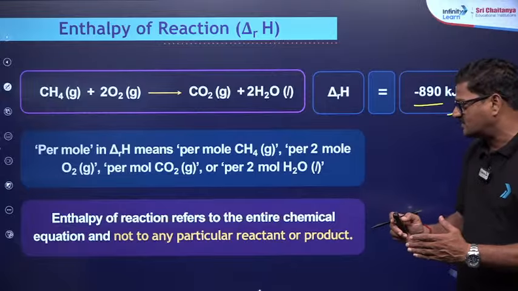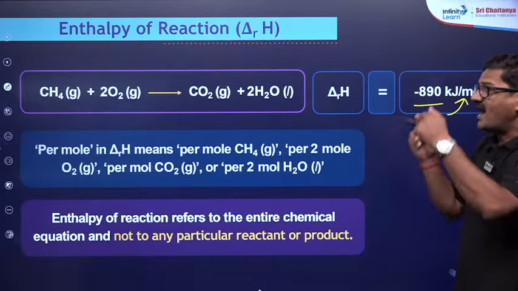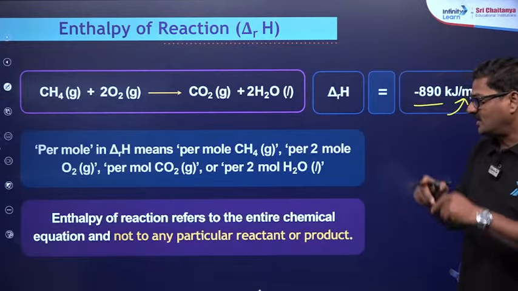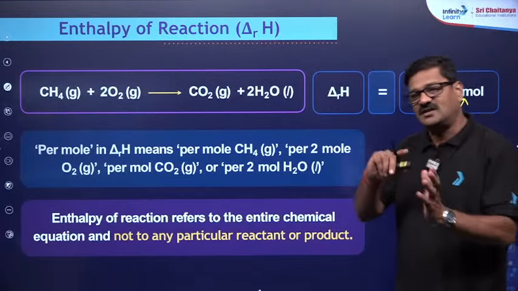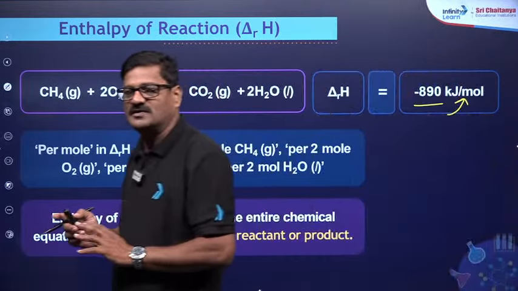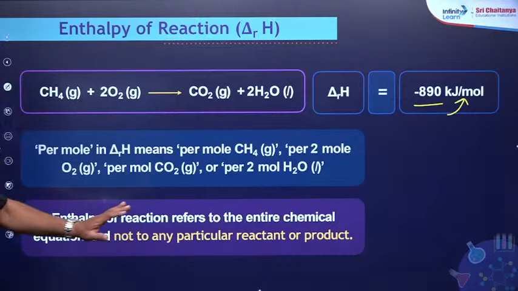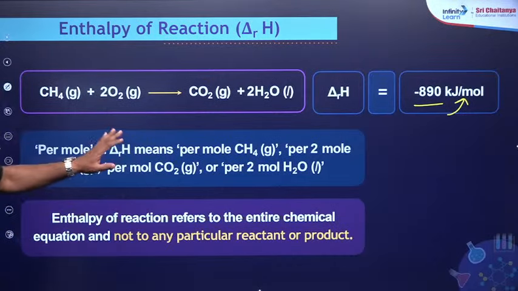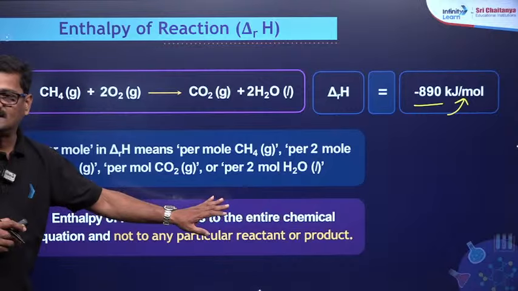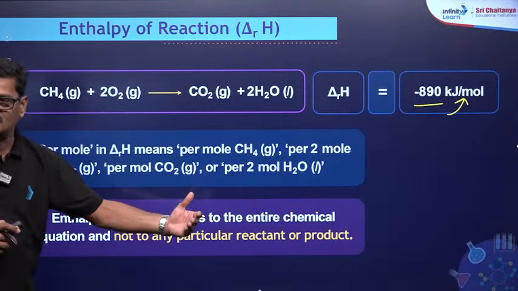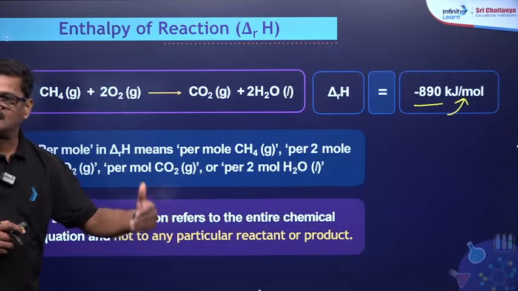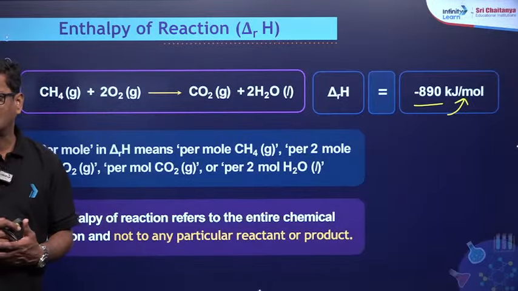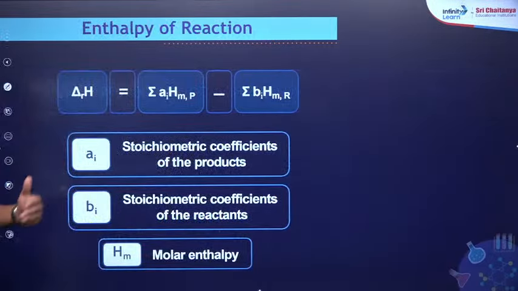Enthalpy of reaction refers to the entire chemical equation as shown here, not with respect to any particular reactant or with respect to the product. You need to understand here, and it depends on various points like physical state, allotropic forms, and the temperature. So what all do we have to show in a thermochemical equation?